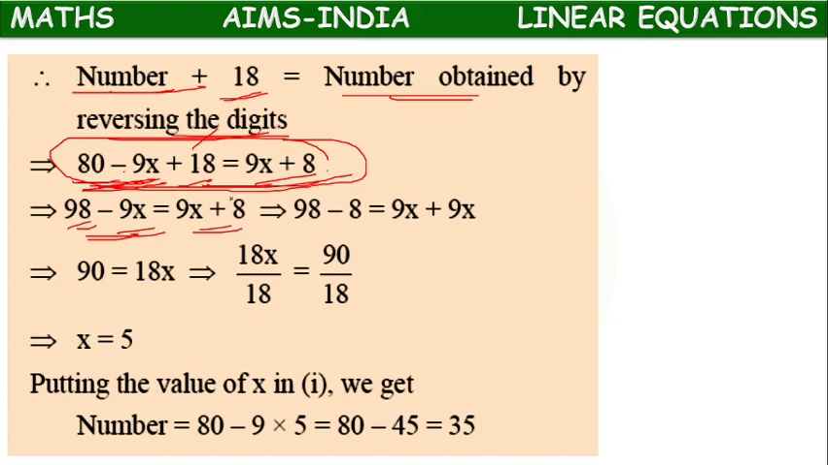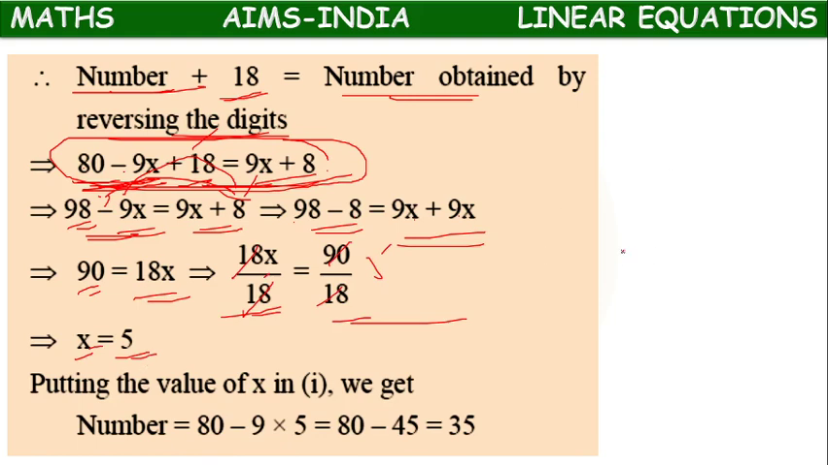All x on one side, all numbers on the other side. 8 will go that side, 98 minus 8. Minus 9x will come this side, 9x plus 9x. 98 minus 8 is 90. 9 plus 9 is 18x. So let's divide both sides by 18. 18 by 18 cancel, leaving x. 18 times 5 is 90. So x equals 5.